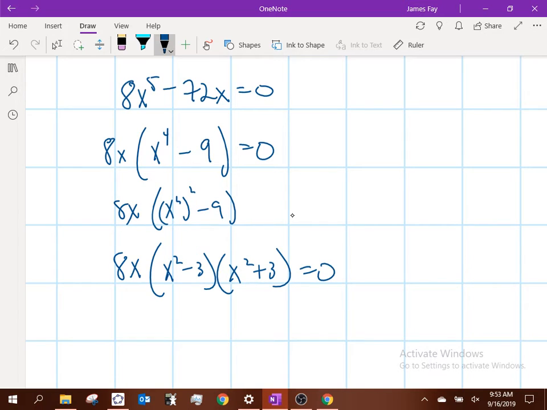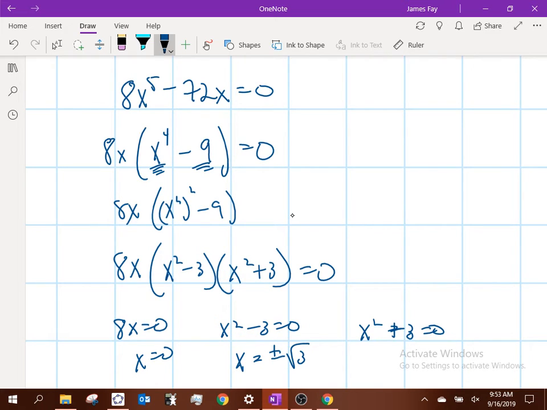Now the way I would make sure that I've done this correctly, if I FOIL that, now they're conjugates, so O and I drop out. I don't need to multiply those. First times first is going to be x to the 4th. Last times last is going to be -9. So I have 8x equals 0. We have x squared minus 3 equals 0, or x squared plus 3 equals 0. So this will give me 0. This will give me plus or minus root 3. This will give me plus or minus i root 3 when I do that one. And that'll be the case.